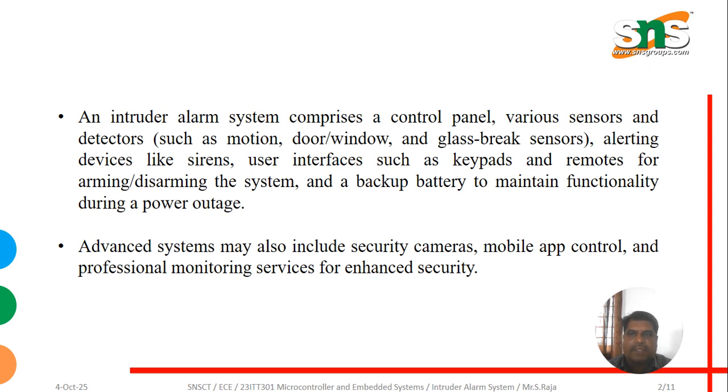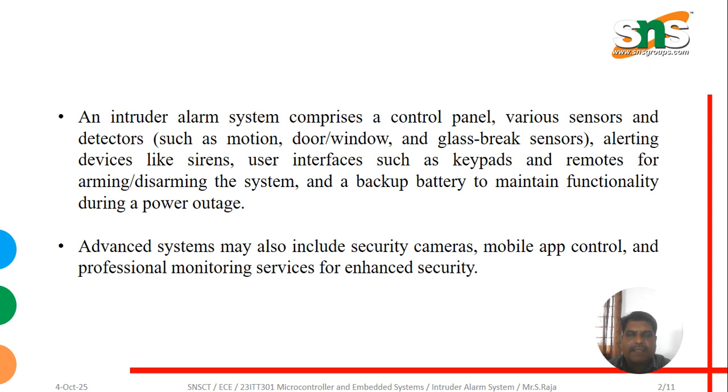Now let us move on to the topic. An intruder alarm system comprises a control panel, that is the microcontroller, and various sensors, for example glass break sensors, door and window sensors, or motion sensors, which take inputs from the users. The detector will detect if some input comes inside the door, and it will alert devices like sirens. The sirens make a sound to alert the owner and nearby people, and keyboards and remotes send a message to the owner that some intruder is entering your home.